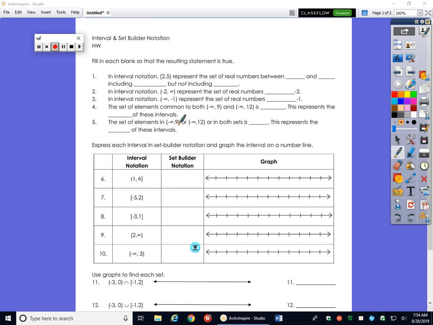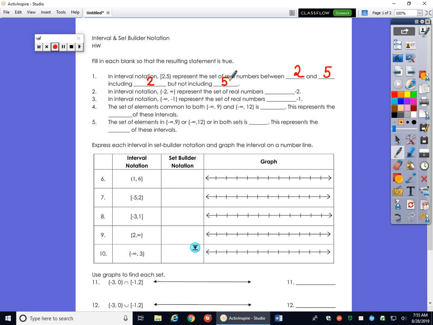Okay guys, so today we learned about interval and set builder notation and how to write it in the two. Let's fill in the blank for each of these 5 questions. In interval notation, bracket 2, comma 5 parentheses represents the set of real numbers between 2 and 5, including 2 because it's a bracket, but not including 5 because it's a parenthesis.